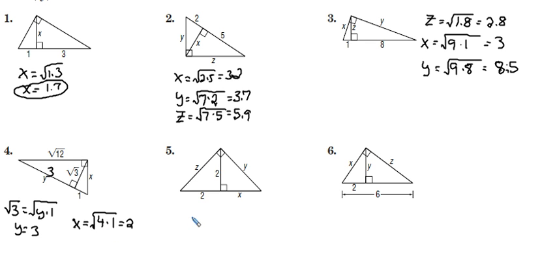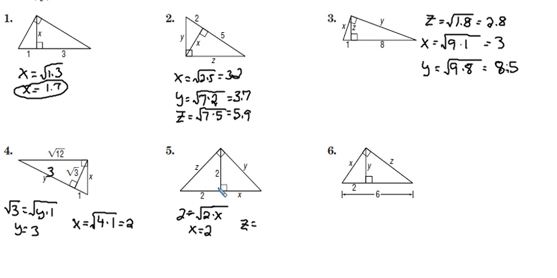Now, for number 5, altitude is 2, and that was found by the geometric mean of these two parts, 2 and x. So the square root of what is 2? 4 is the answer. 2 times x has to equal 4. That means x is 2. Okay, that solves x.